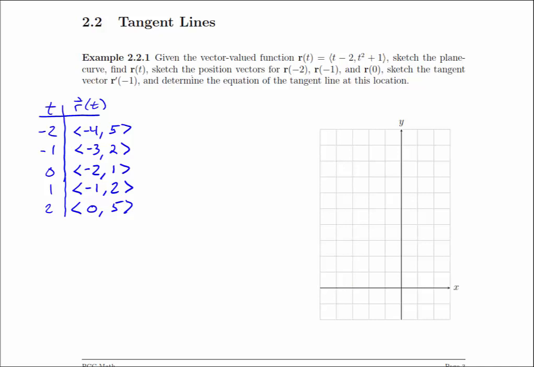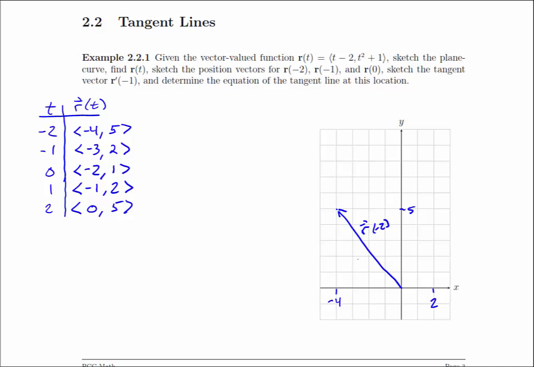It says here in the instructions, sketch the position vectors for r of -2, r of -1, and r of 0. So r of -2 I see is -4, 5. Let's get some scale on our axes here. 1, 2, 3, 4, 5. So we're looking at this point. See if I can get a steady hand here. And here is r of -2.